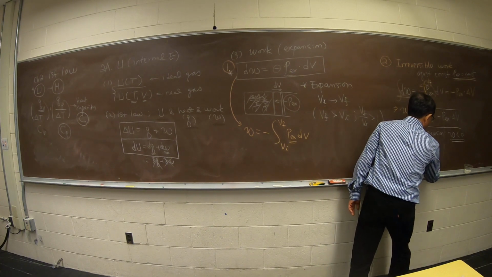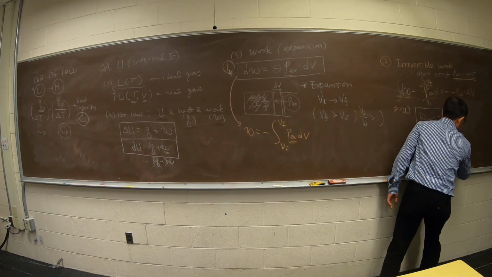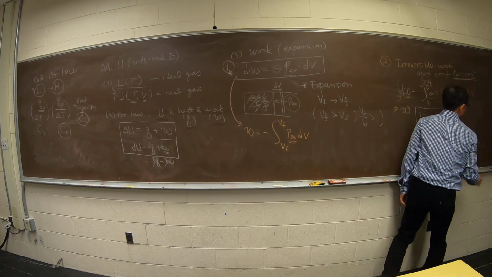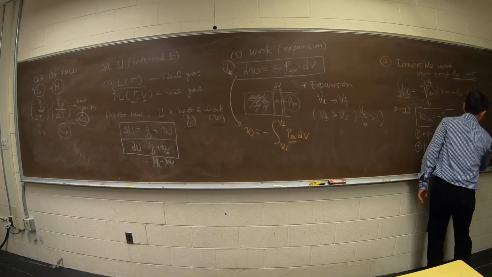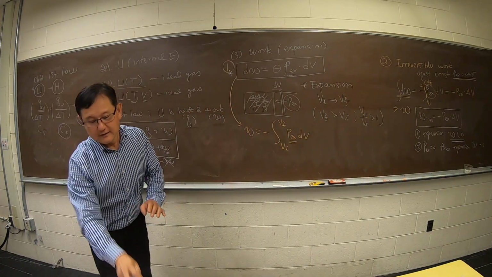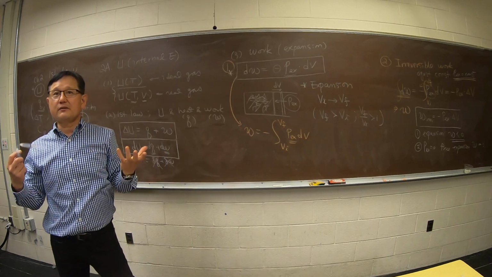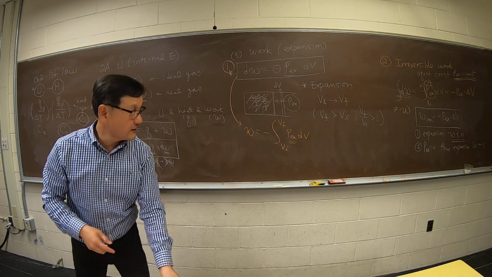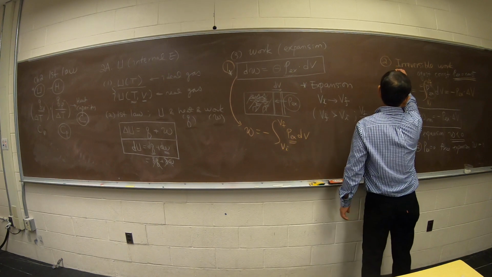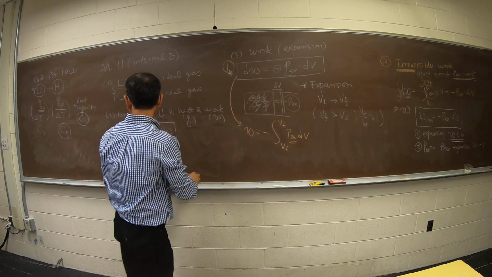When P external is 0, we call this a free expansion. Work is 0. Oh, work is 0. So you have no work when you are moving against, and the other side is essentially the vacuum. They can just go, and the opposing force is nothing. So this is an irreversible process.